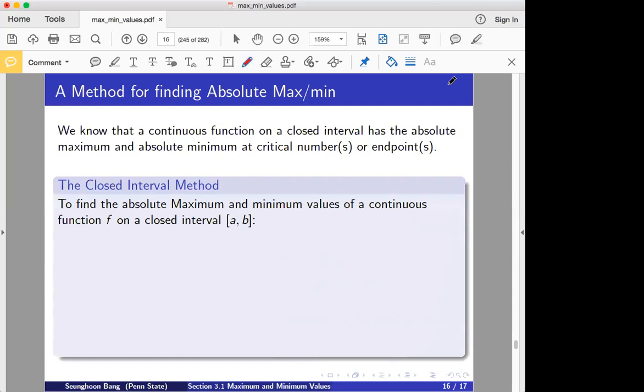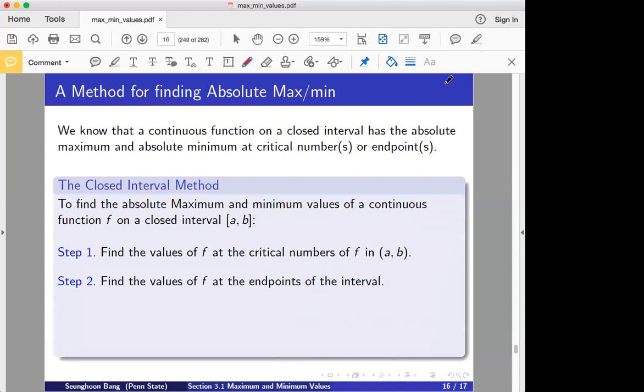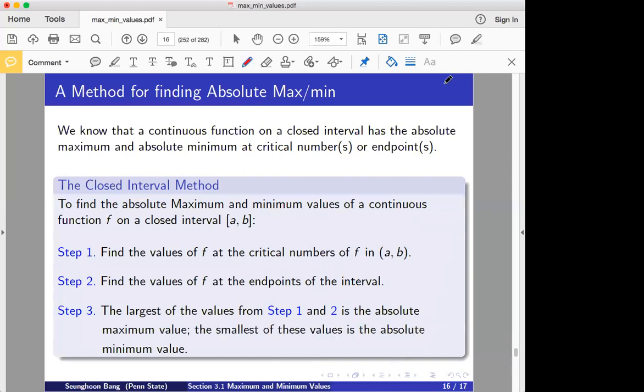To find the absolute maximum and minimum values of a continuous function f on a closed interval [a, b]: Step 1. Find the values of f at the critical numbers of f in the open interval (a, b). Step 2. Find the values of f at the endpoints of the interval. Step 3. The largest of the values from step 1 and step 2 is the absolute maximum. The smallest of these values is the absolute minimum value. That's it. We always follow these 3 steps for finding absolute maximum and absolute minimum.